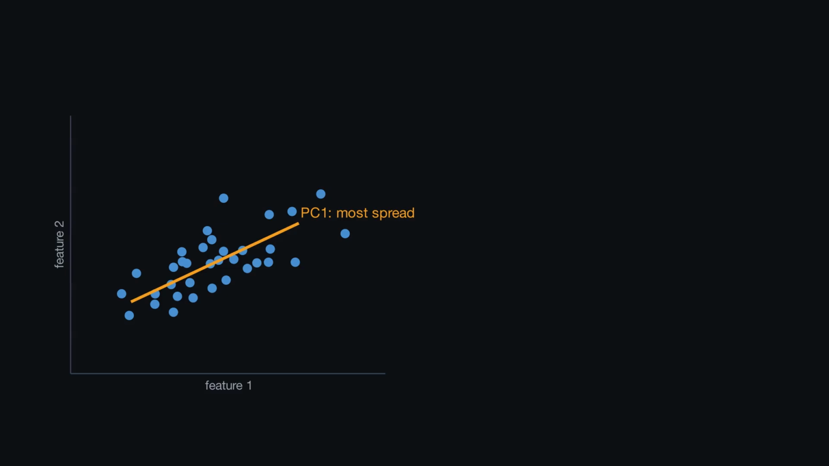PCA starts by finding the single most important direction. It hunts for the line along which the data spreads out the most. Here it is, running right down the long axis of the oval. We call it principal component 1. Then it finds the next direction, at a right angle to the first, along the little remaining spread. That is principal component 2, the short axis. Two new directions, ranked by how much they vary.